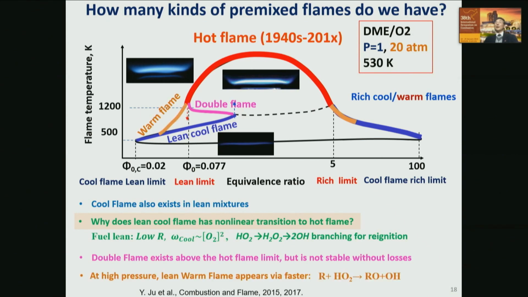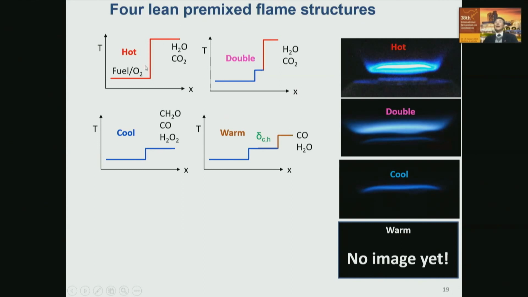If you further increase the pressure, the fuel radical concentration and HO2 will increase. This leads to the chain branching reaction of the warm flames. So you see that a warm flame exists between the cool and hot flame at the rich mixture. Summarizing the results, we have a hot flame that converts fuel into water and CO2. We also have a cool flame that converts reactant into aldehyde, CO, and peroxy. And the double flame is a combination of the cool flame and the hot flame. They all convert the reactant to water if there's enough time.